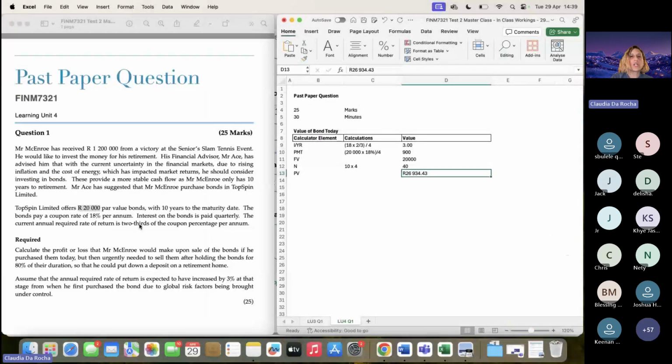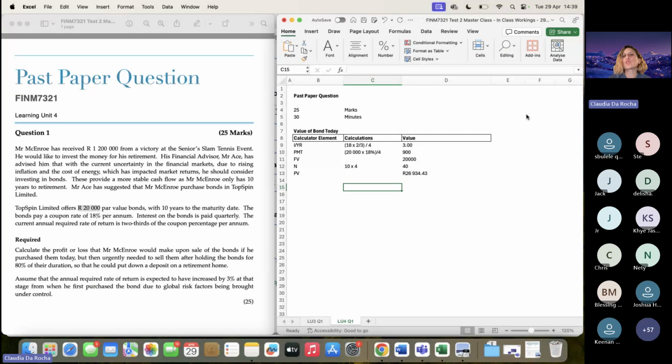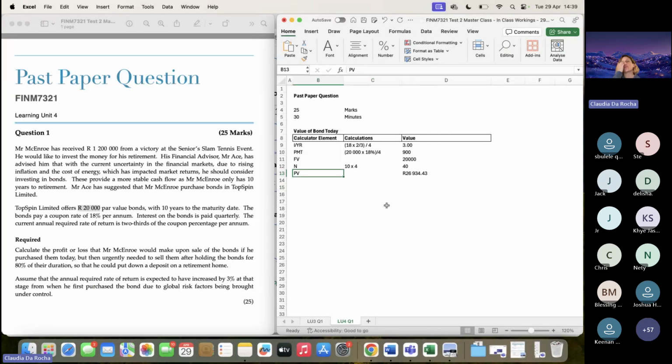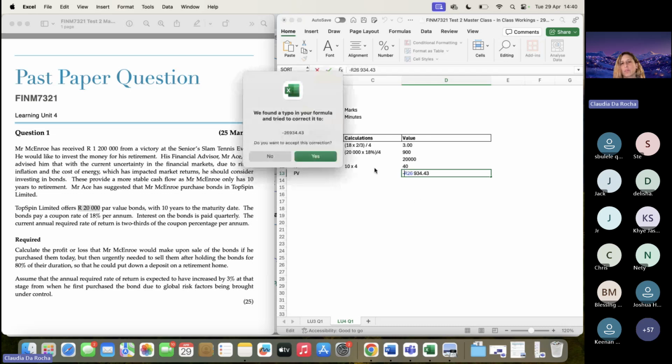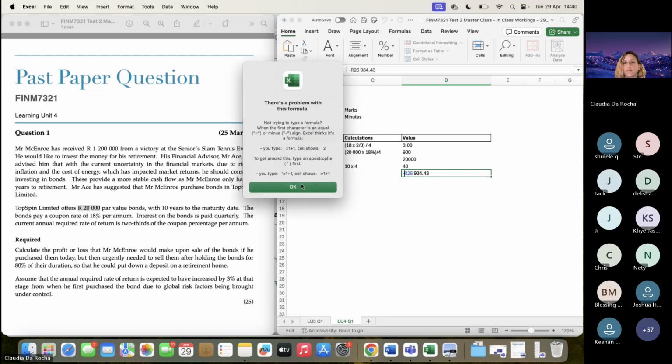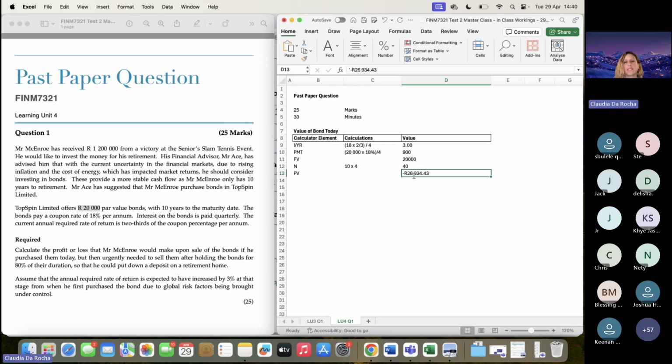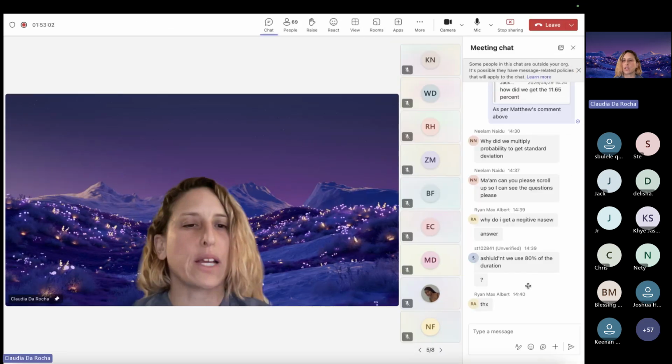Okay, so the comment is, why do I get a negative answer? Because we're calculating PV. Remember I said to you, your present value is always the investment you make in the bond. So when you punch it into a calculator, you should get a negative answer, which is fine. If you put a negative, it's accepted. If you put a positive one, it's accepted. But you should technically get a negative answer because it's telling you how much you paid for the bond when you first bought it. That's what your PV is telling you. So if you got a negative answer, it's good.